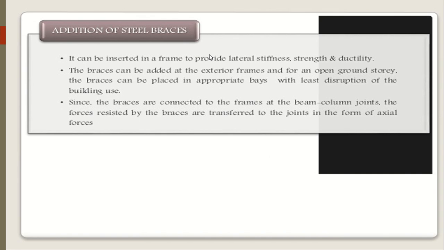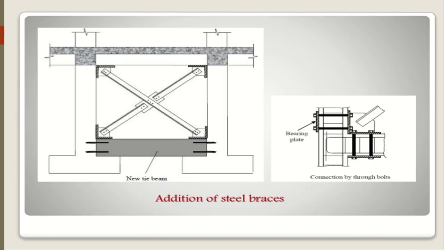Then addition of steel braces. They can be inserted in a frame to provide lateral stiffness, strength and ductility. The braces can be added at exterior frames and for an open ground story. The braces can be placed in an appropriate way with least disruption to the building use. Since the braces are connected to the frames at the beam column joint, the forces resisted by the braces are transferred to the joints in the form of axial forces.